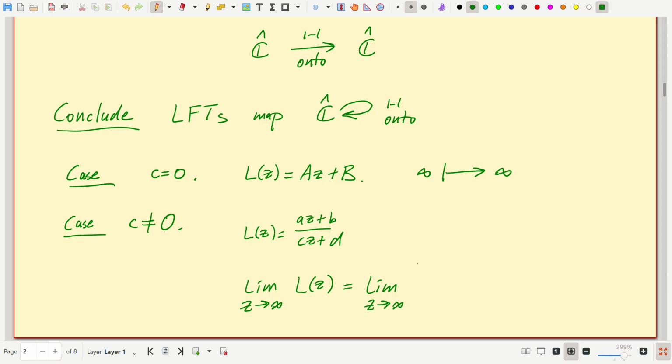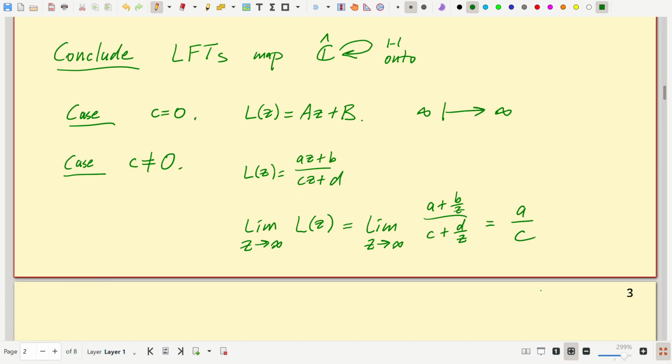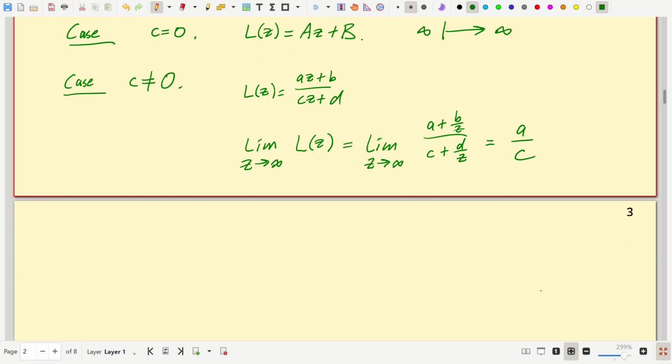You multiplied by 1 over Z. Then you got A plus B over Z over C plus D over Z. And when Z goes to infinity, those terms go to 0 in our quotients, and you get A over C. So we're going to write L of infinity is A over C.